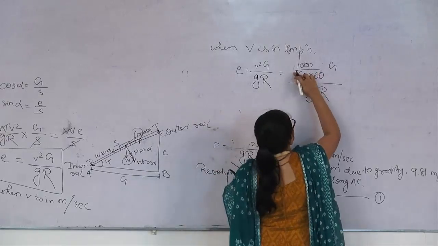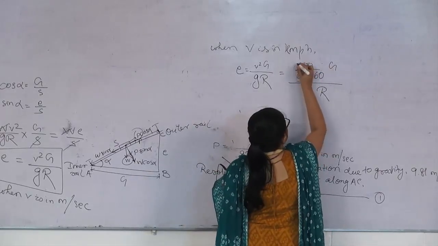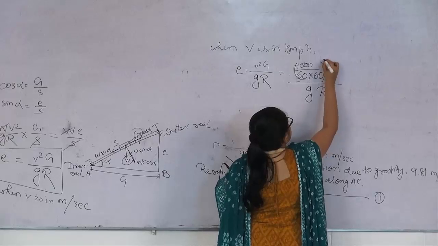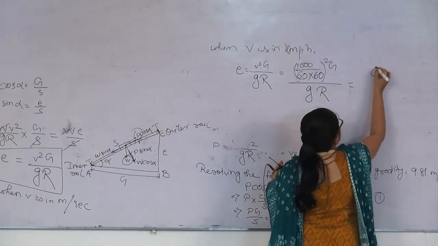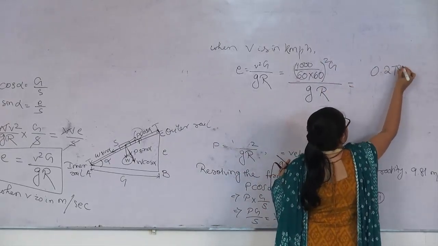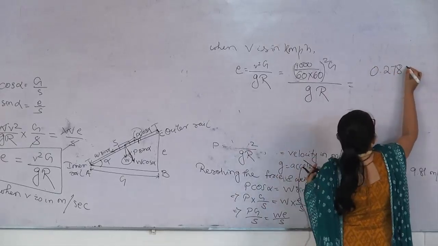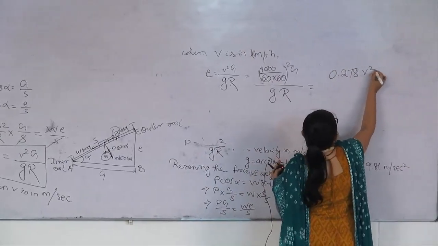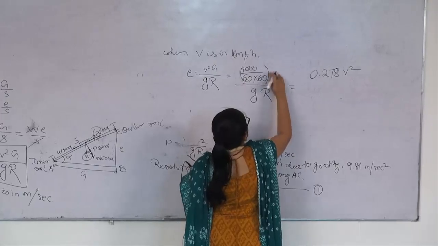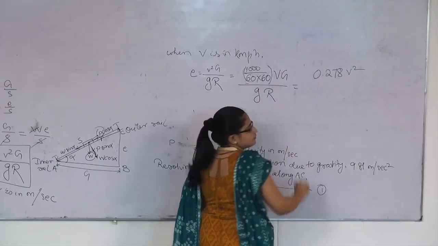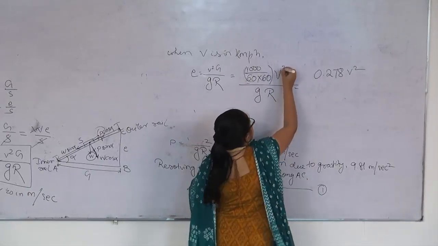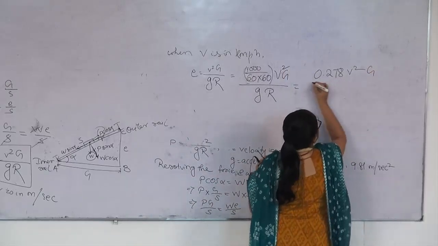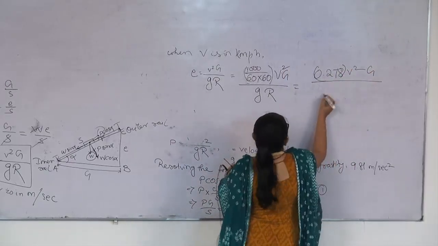GR. Okay. This, what you will be getting? 0.278 V square, sorry, this should be V square G by GR. Okay, so this is your V square G by GR.